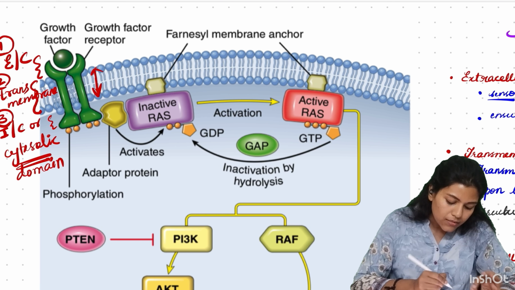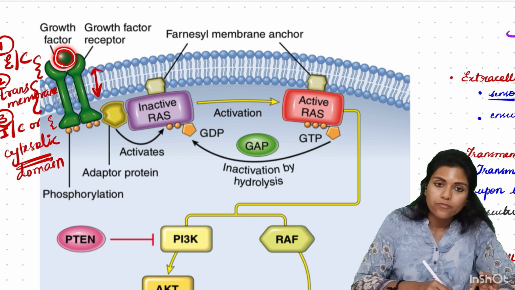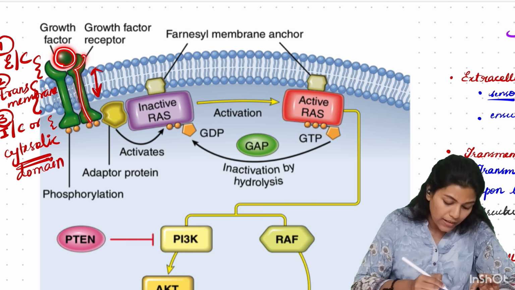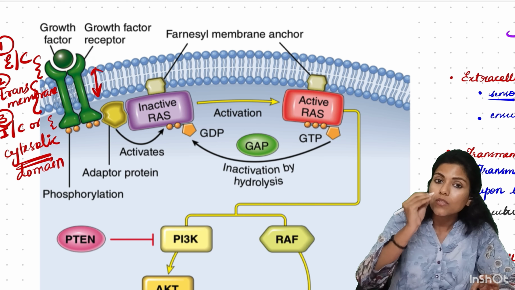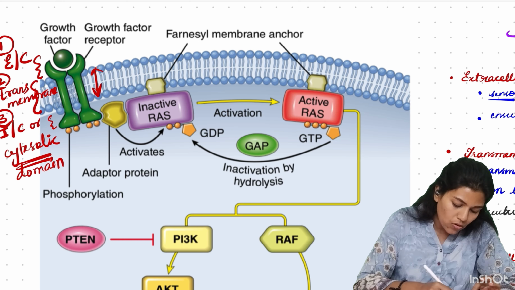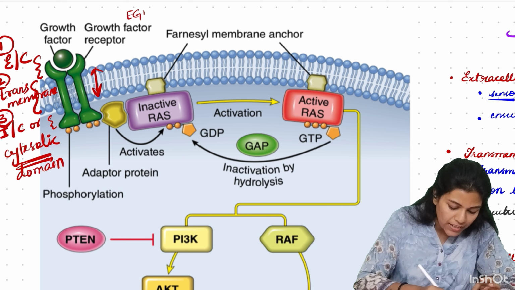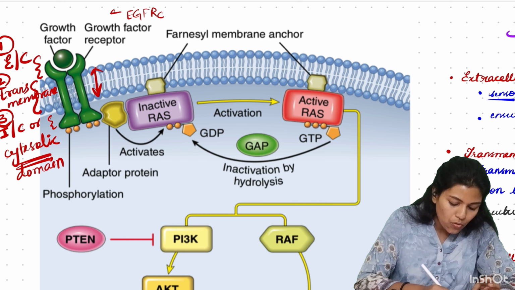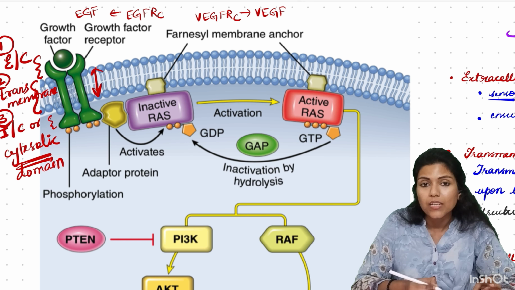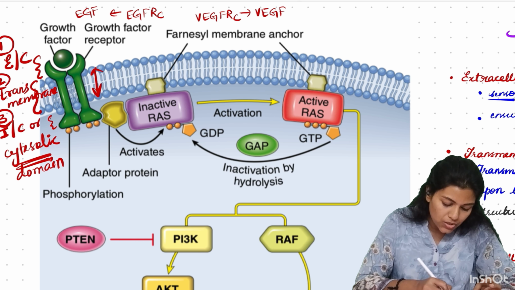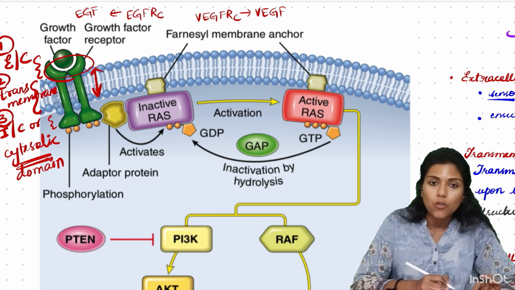Here the example is a growth factor. Growth factor is a ligand. This receptor is a growth factor receptor. This part will ensure that it responds only to its specific ligand. If it was an epidermal growth factor receptor, it will respond only to epidermal growth factor. If it was a vascular endothelial growth factor receptor, it will respond only to vascular endothelial growth factor. So it is highly specific. This specificity, this precision, is brought about by this extracellular domain.